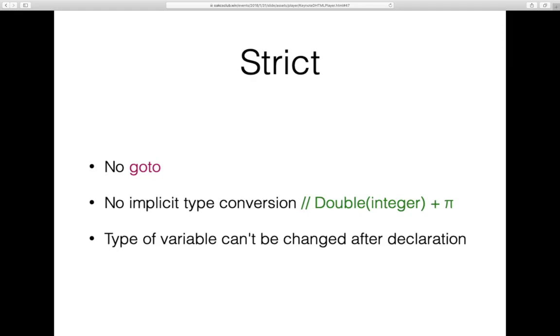Type of variable can be changed after declaration. Well, unless you use Any. You're still of type Any though. You don't change your promised type. That's right. Okay, so this is quite handy too.